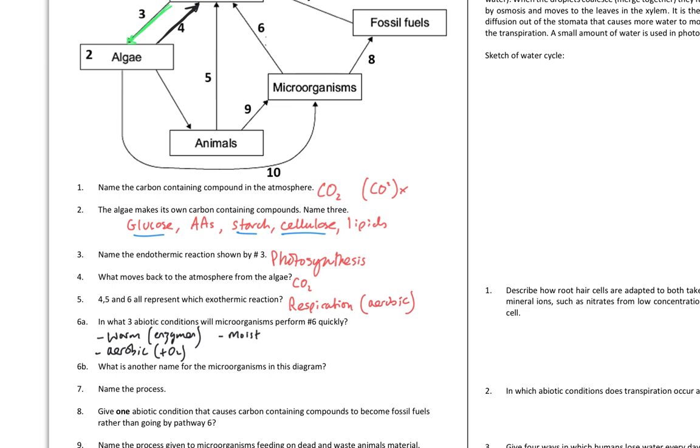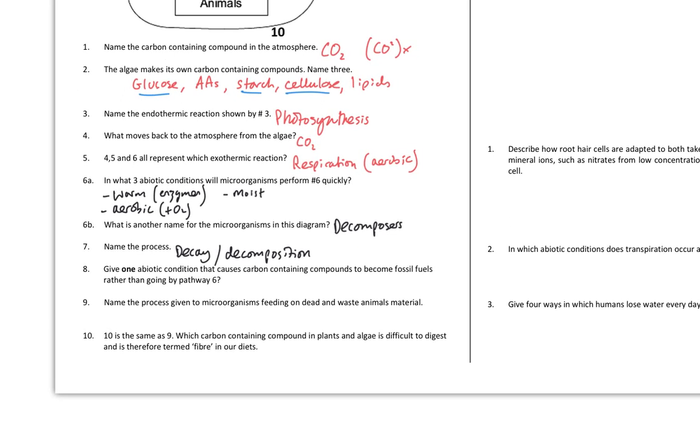6b, what is another name for the microorganisms in this diagram? These are our decomposers. And name the process. You can say it's decay or decomposition. So if you say decomposers decompose things, it does actually get 2 marks. But it doesn't sound great.